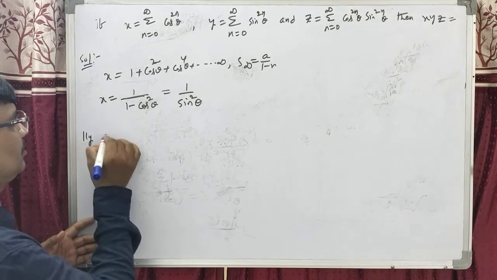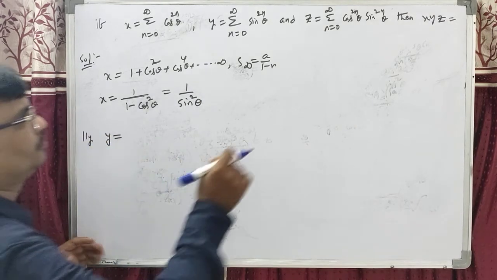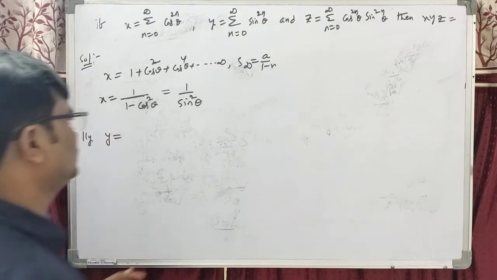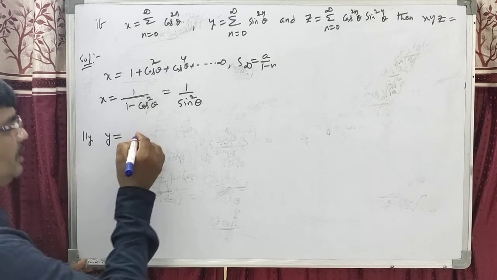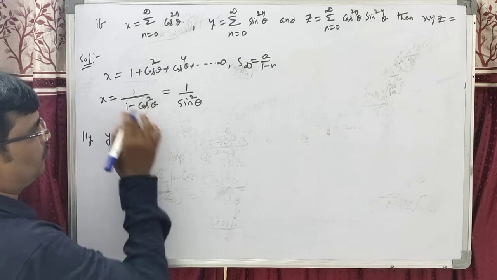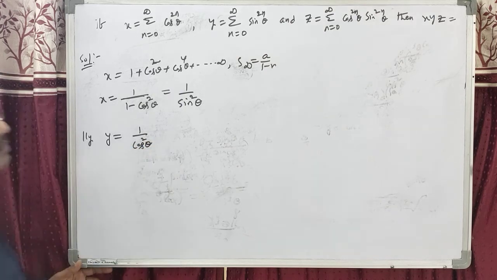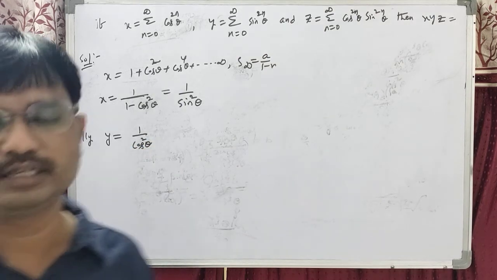Similarly, students, y equals 1 plus sin square, sin power 4, sin power 6, and so on. This is also 1 minus sin square theta, and 1 minus sin square theta is cos square theta.